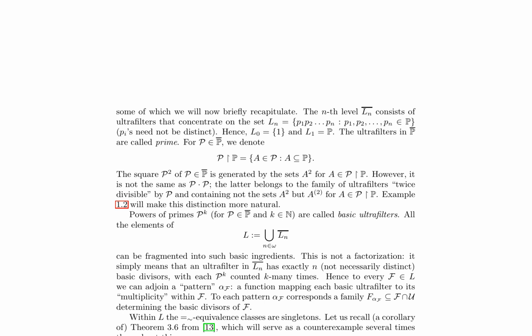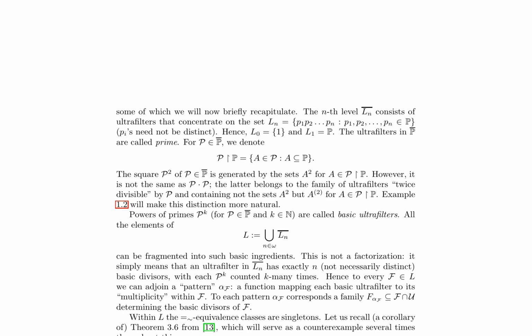Basic ultrafilters, being powers of primes p^k, for p element of P and k element of N, fragment all elements of L. Each ultrafilter in L_n has exactly n, not necessarily distinct, basic divisors, with each p^k counted k many times. A pattern, α_F, mapping each basic ultrafilter to its multiplicity within F, corresponds to every F element of L. This pattern determines the basic divisors of F through a family F_α_F, a subset of F intersection U.